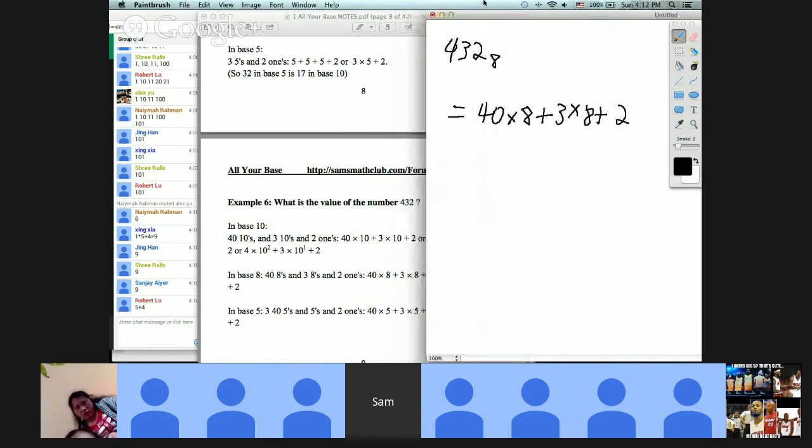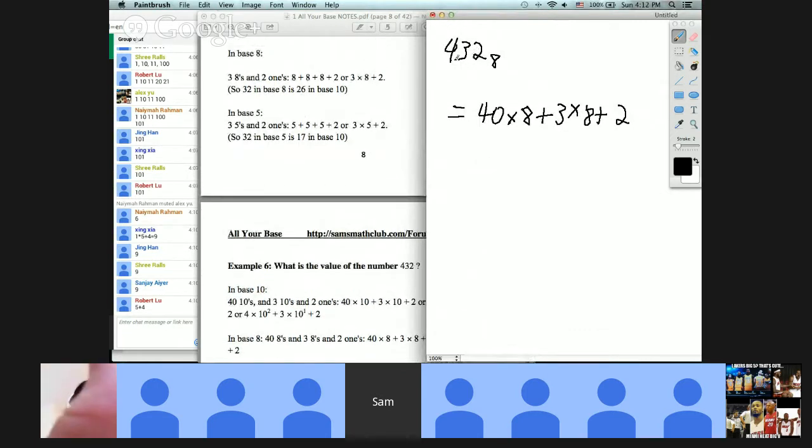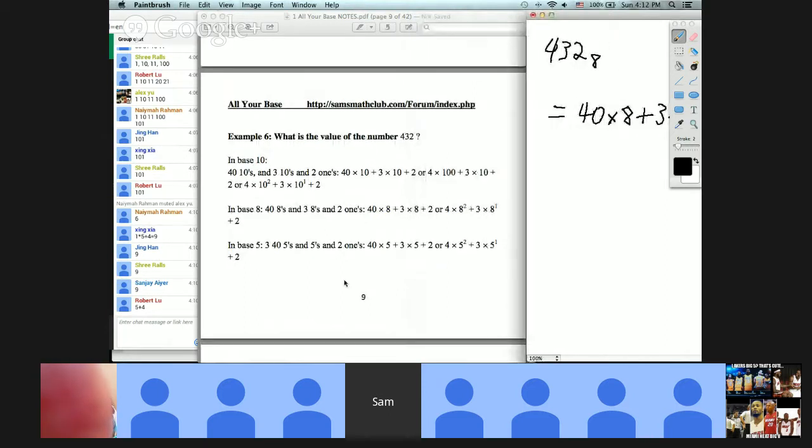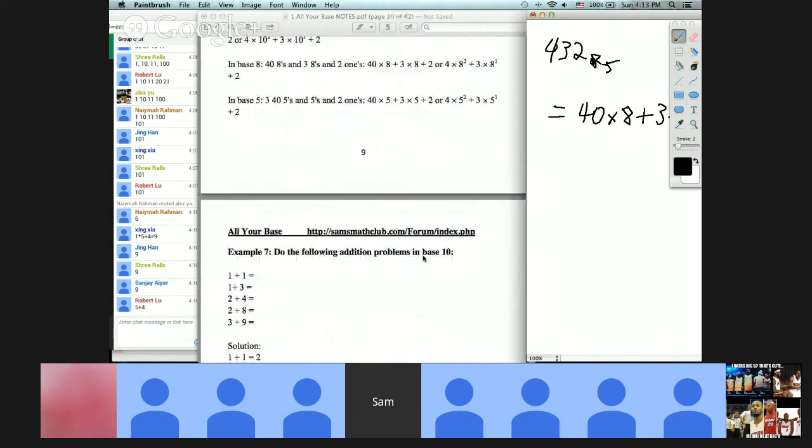So just remember the concept is, again, it's now 4 eights instead of just 3. So 4 eights, 3 eights, and then a 2. So for example, again, in base 5, we have 432. If this was perhaps base 5, then it would be 4 fives, and then 3 fives, and then 2.